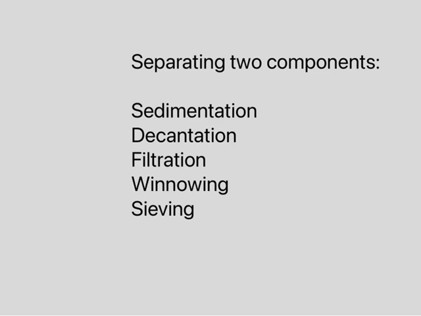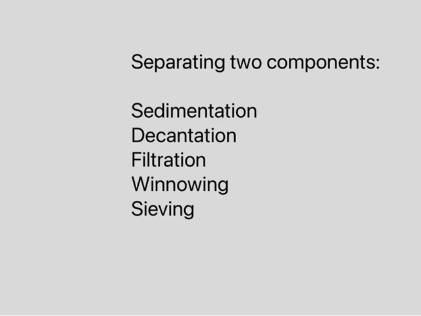Filtration. Filtration is a separation process that is used to separate solid particles from a liquid or gas by passing the mixture through a porous material, typically a filter or a sieve. The solid particles are trapped by the filter while the liquid or gas passes through, resulting in a separation of two components.